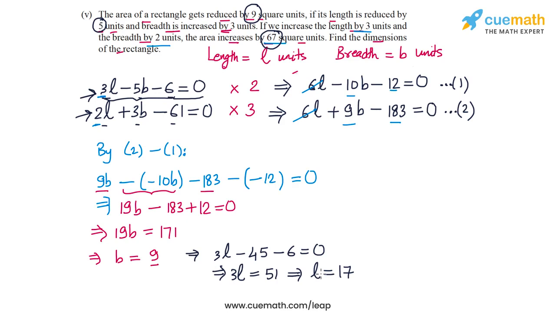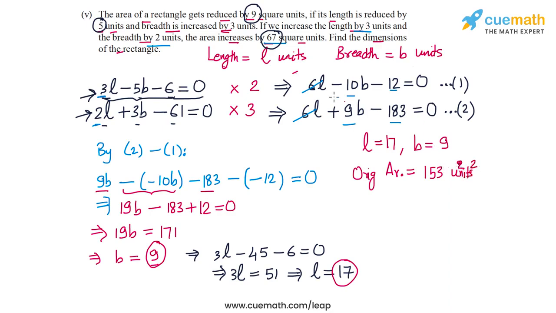So we conclude that the length is 17 units and the breadth is 9 units. So let's write it here. The length is 17 and the breadth is 9. So the original area of the rectangle is 17 times 9, that's 153 square units. So let's write it like this, units squared, and then let's verify if this information is correct.